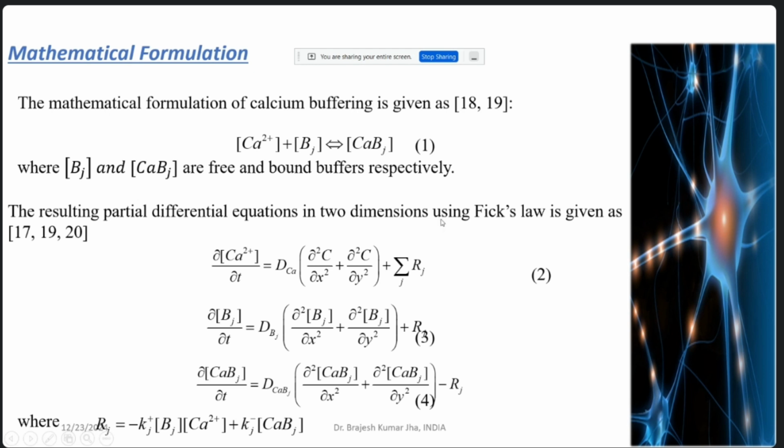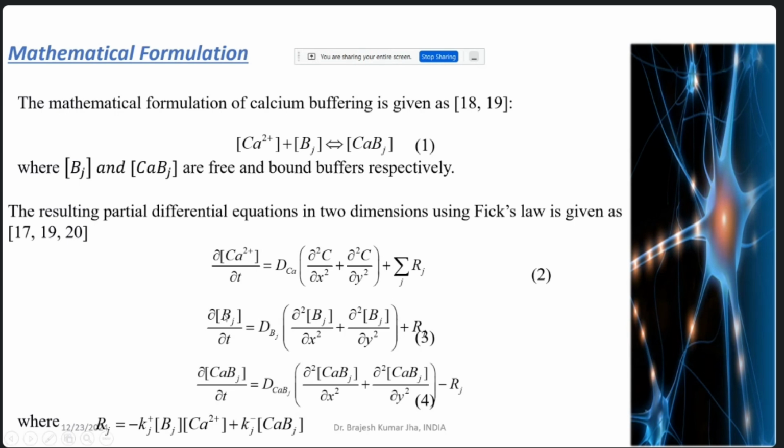So once you apply Fick's diffusion law and the law of mass action, del C Ca2+ by del t, the change in free calcium ion with respect to time, equals the diffusion coefficient times the two-dimensional diffusion plus the summation of Rj, that is the reaction term. Equation 3 and the change in calcium bound buffer is defined in... think about before going for the solution of the final model.